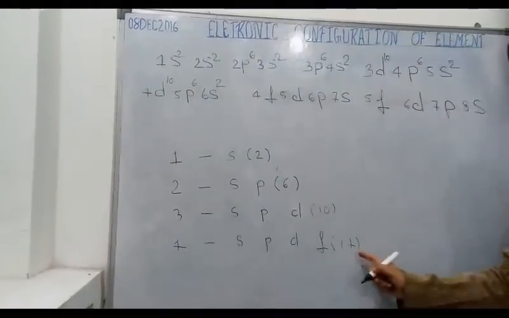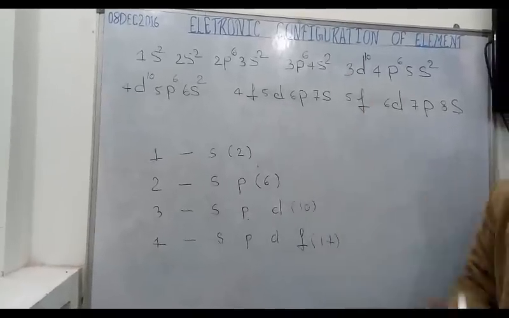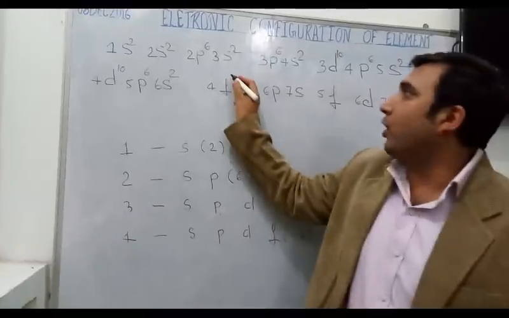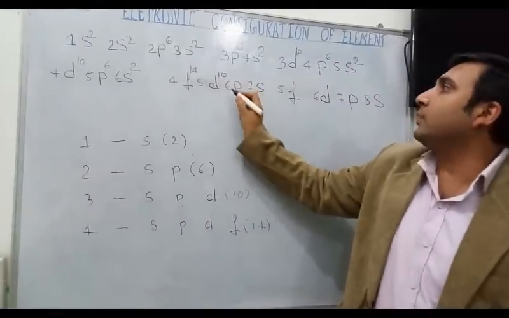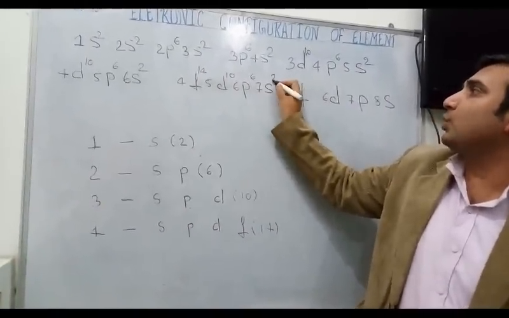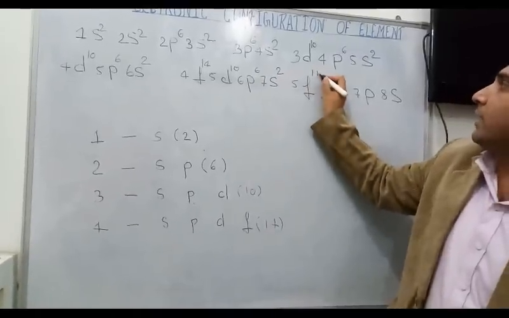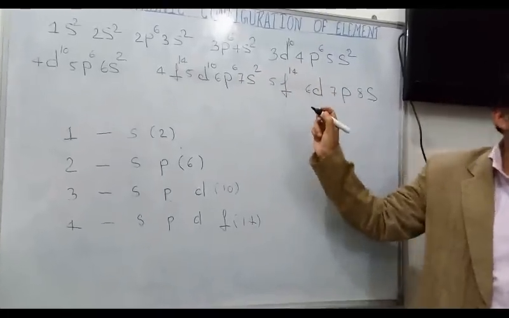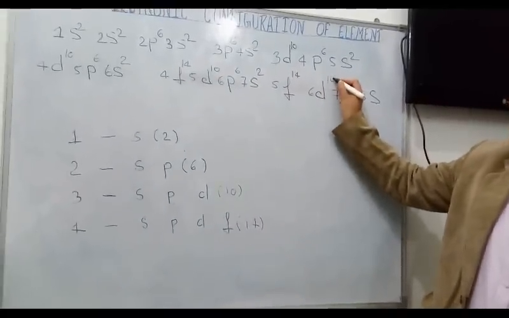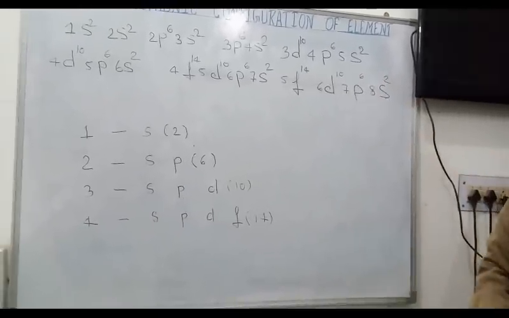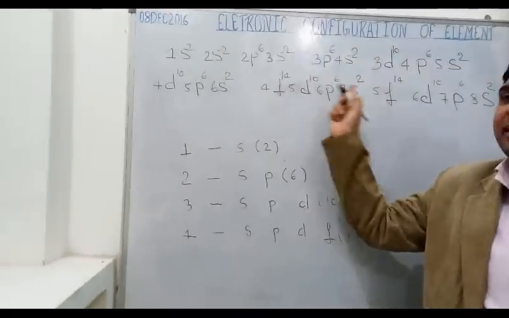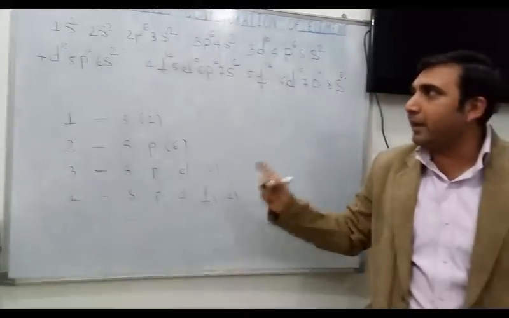See here in f, this is the first time f is coming. So how many electrons? 14 electrons. d we have already put in there. 10, 6, 2. See here 14. Common difference is how much? 4: 14, 10, 6 and 2. So see, it is very easy to put the numbers, and this pattern also.